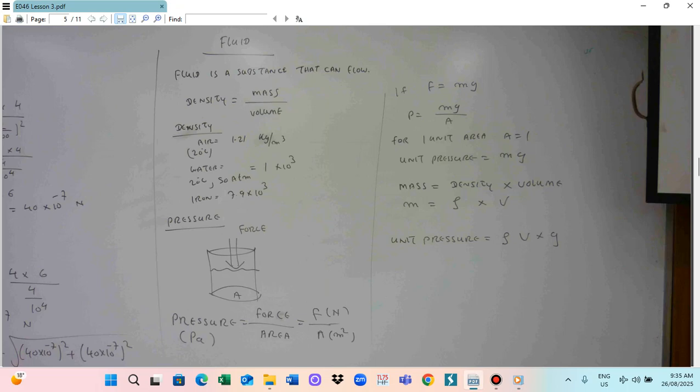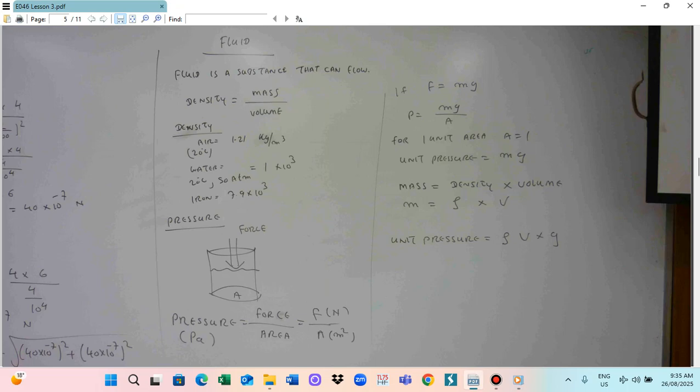And also the water. Water is around 20 degrees centigrade at the 50 atmosphere pressure. So this is the 1 into the 10 power 3. So this is for the water density. In the meantime, iron. So iron is 7.9 into 10 power 3. So this is the density of some substance we can calculate.